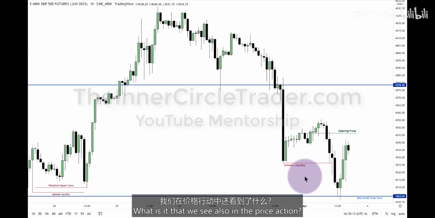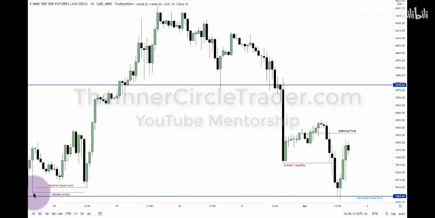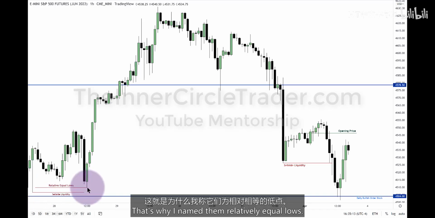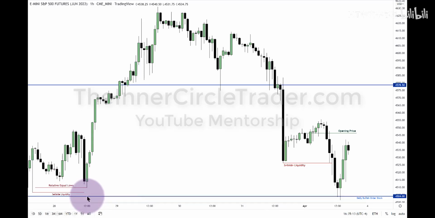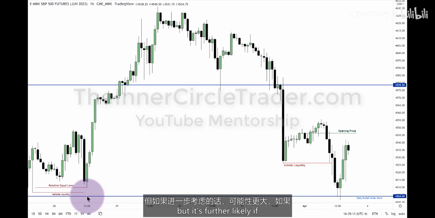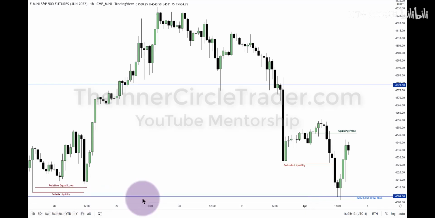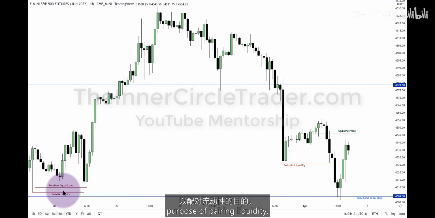What is it that we see also in the price action? Well, if we go over to the left, you can see we have relative equal lows. We have this low, and we have this low here. So they're relatively equal. Not exactly. That's why I named them relatively equal lows. The idea of liquidity resting below here by itself without the order block is likely, but it's further likely if we have a discount array, which is that bullish order block on the daily chart. So we have multiple factors here leading to the likelihood of this area being probed for the purpose of pairing liquidity, the sell stops basically being raided.